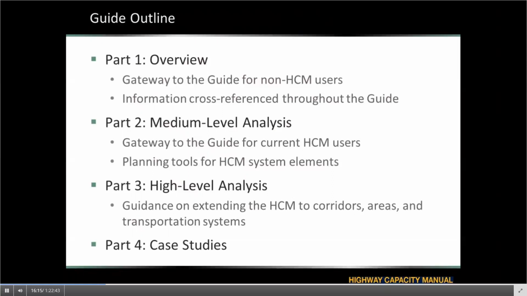Part 2 is divided into sections corresponding to HCM system elements, such as freeway facilities or signalized intersections, and also provides sections on multimodal analyses and truck level of service. Part 3 provides guidance on extending the HCM to larger study areas, including corridors, areas, and entire transportation systems. Finally, Part 4 provides 3 case studies demonstrating how to use many of the methods discussed in the guide.